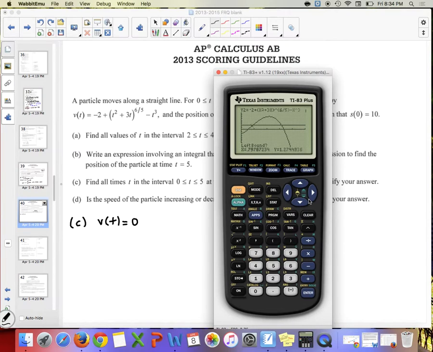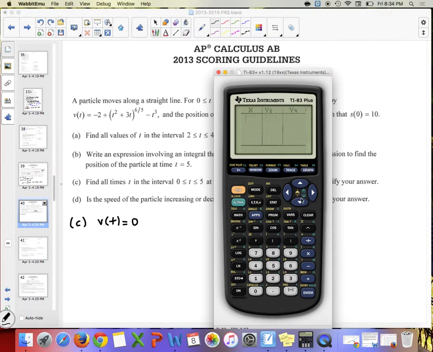And now I have to do left bound, right bound. So it's not like intersect. Left bound means I'm going to be on the left side of what I'm trying to find. So right here. Right bound means I'm going to be on the right side of what I'm trying to find. And then guess is right where I think it is. All right, so 0.536. Okay, so I'm going to hit X and store that, but I've already stored A and B in this problem, so I'm going to store it as alpha C.